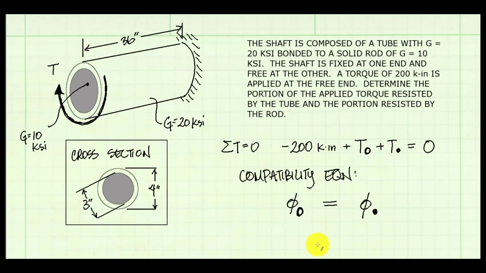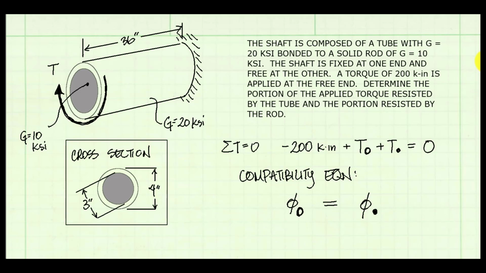So I can write my compatibility equation as the angle of twist of the tube is equal to the angle of twist of the solid rod. I'm going to substitute in the angle of twist formula, which is TL over JG for each of these terms. The length of both shafts, the tube and the rod, is the same, 36 inches. The applied torques will be different. We are given the shear modulus of each, and they are different, and also the polar moment of inertia of each is going to be different.